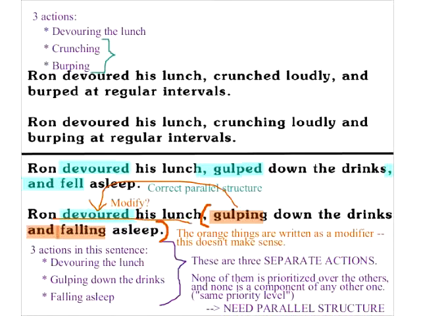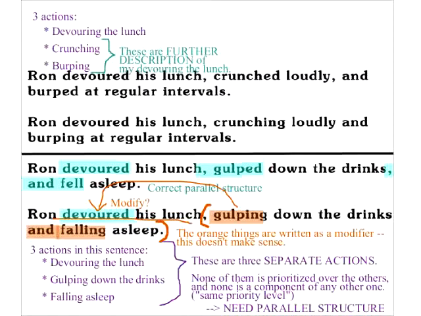So it doesn't make sense to put these guys in a parallel structure because they're not supposed to be parallel. These two are further description of my devouring the lunch.